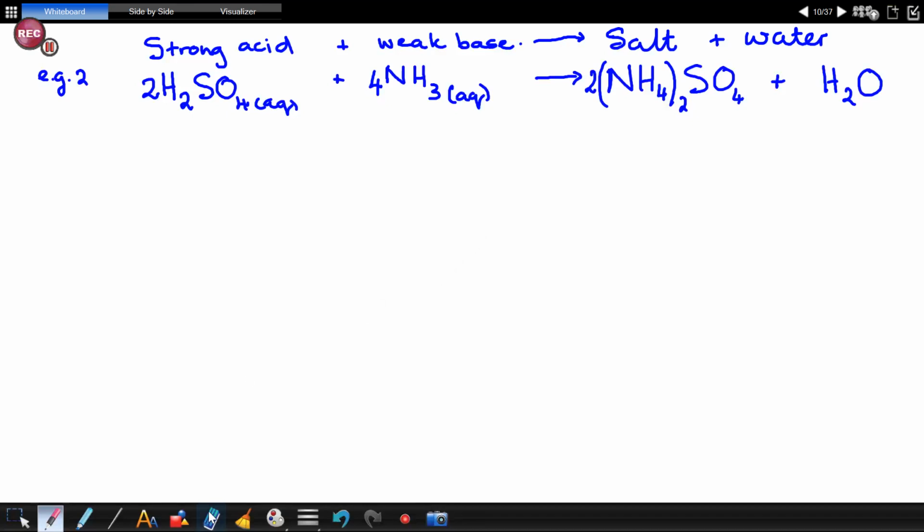I think this must be ammonium hydroxide. Let's change it to ammonium hydroxide so that it will work out. H2SO4 is still a strong acid, and like I said at the start, the ammonia solution is actually ammonium hydroxide. The moment your ammonia gets in contact with water, it makes ammonium hydroxide. So I think it will work out now.